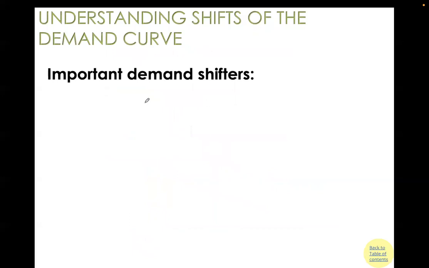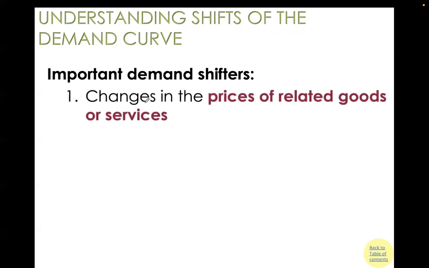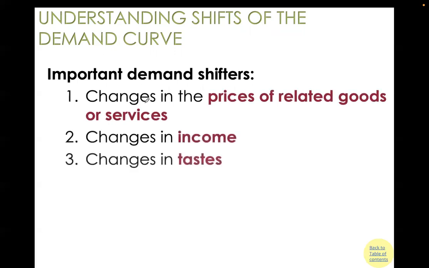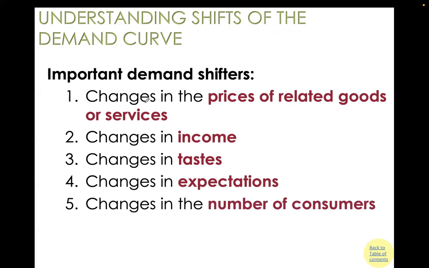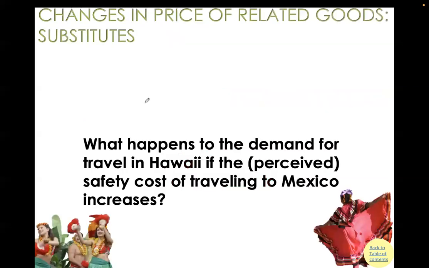Okay. Now we go to this slide. This is going to explain what caused the curve to shift, either to the left or to the right. There are a few important factors. I'm going to list them one by one and then go into details. So what caused the curve to shift? First, a change in the price of related goods. Secondly, a change in income, change in taste, change in expectation, and finally change in the number of consumers. Now let's go one by one. Let's start with the first one.